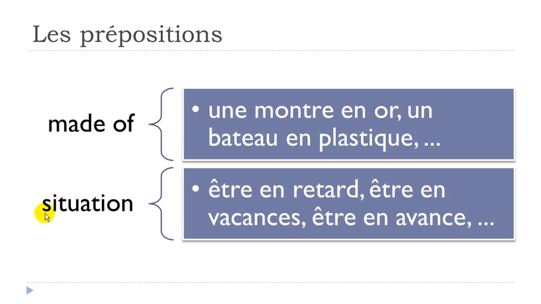If you want to express the situation you are in, for instance, to be late, être en retard. Être en retard. And then the other option here, être en avance. So if you're coming earlier, then être en avance. Être en vacances, to be on holiday. So in all these situations, like en retard, en vacances, en avance, we will use this preposition en.